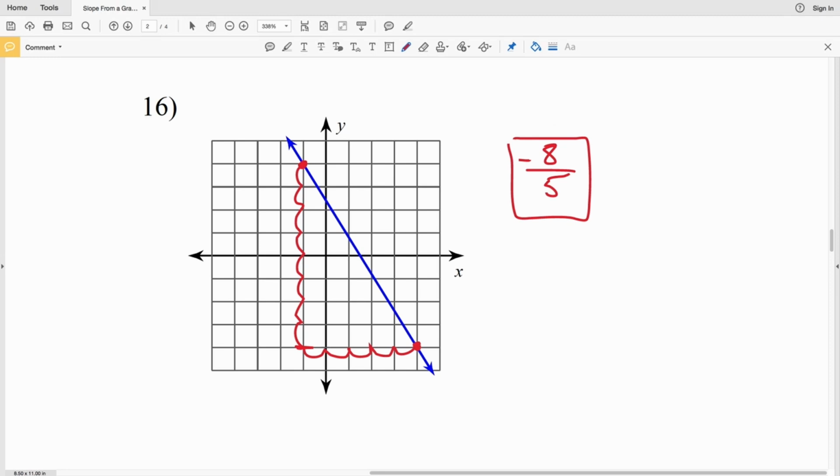The next worksheet we're going to do is finding the slope from 2 points. So we're going to be finding the slope given 2 different coordinates.